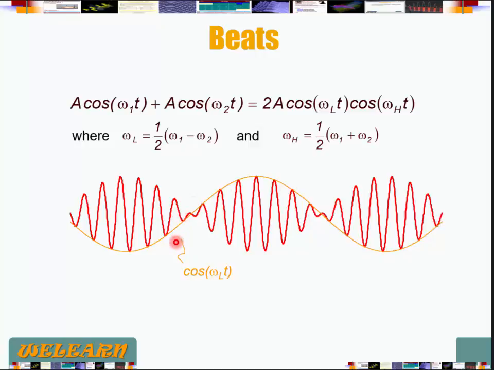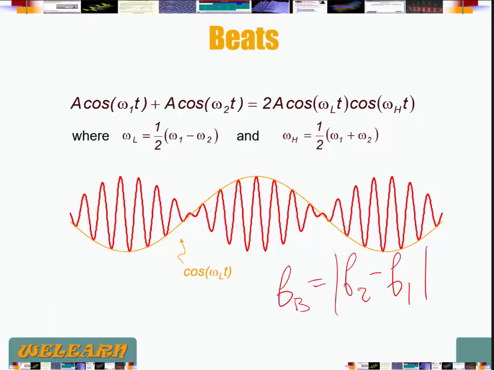However, what we call the beat frequency is not going to be omega L. The beat frequency is the difference between f1 and f2, the two different frequencies. Remember the way f's are related to omega: omega and f are related through that expression. Okay, so this is what we call the beat frequency.